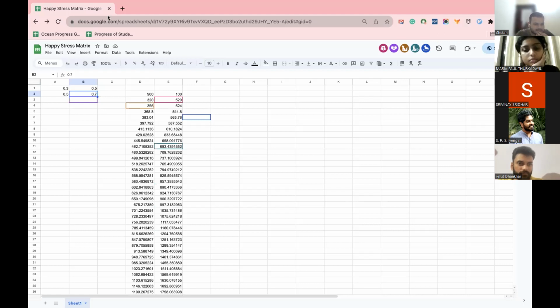The columns have to add up to 1, right? That's right. That's the model of that happy stressed problem.